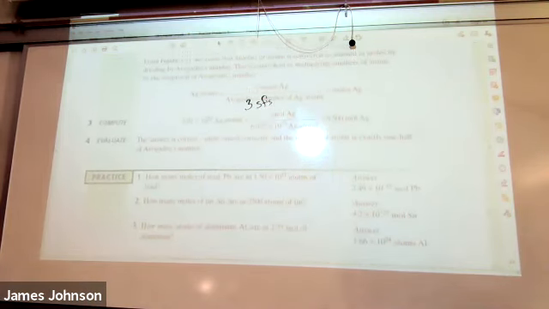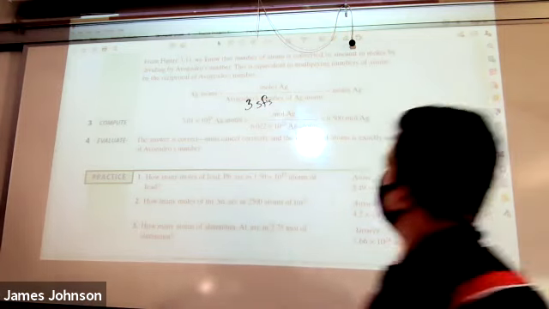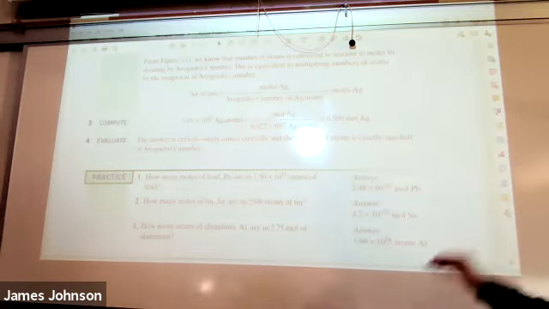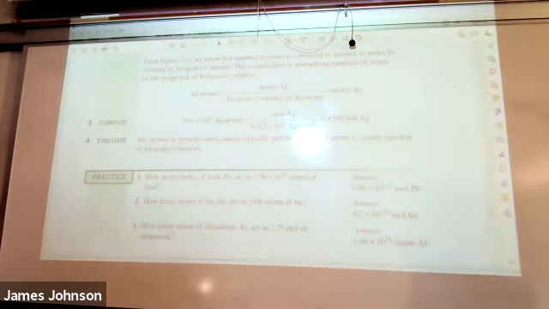So again, you can refer to figure 3-11. We know that the number of atoms can be converted to the amount in moles by dividing by Avogadro's number. Now, Avogadro's number is a set value. It doesn't change. So you are going to have to memorize that. Nothing from the periodic table, but Avogadro's number you have to memorize.